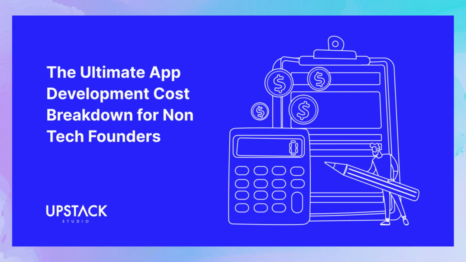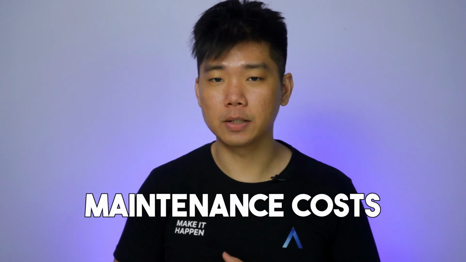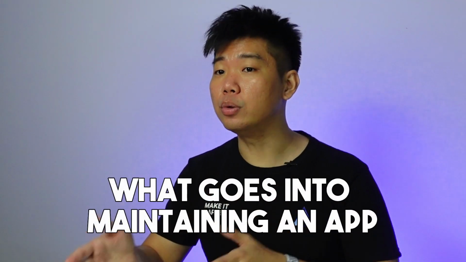Some time back, I made a video where I broke down the factors that affect mobile development costs. At the end of it, I mentioned hidden costs that can add anywhere between 5 to 10% to the total bill. One of them was maintenance cost. And in this video, I would like to explain just what goes into maintaining an app.